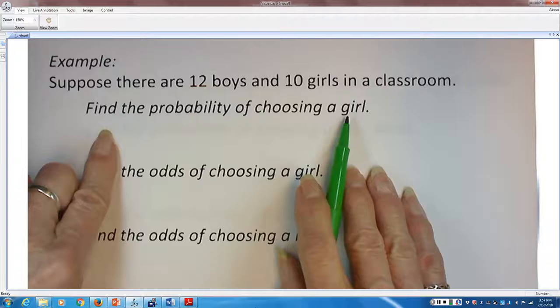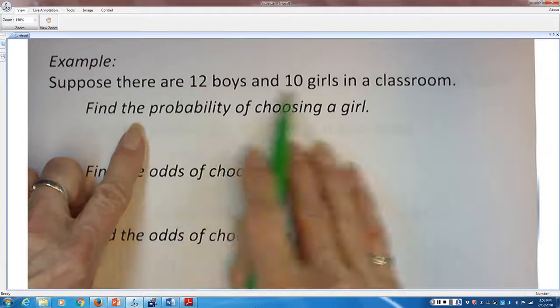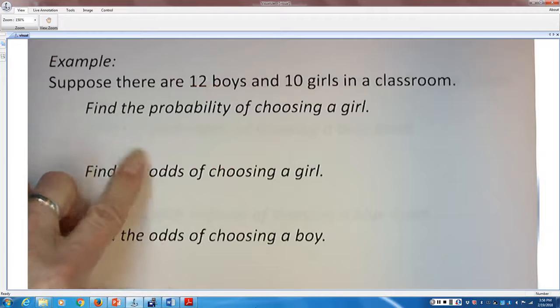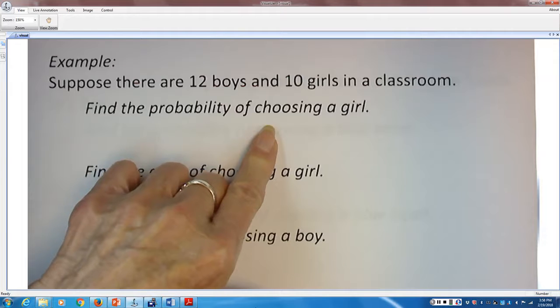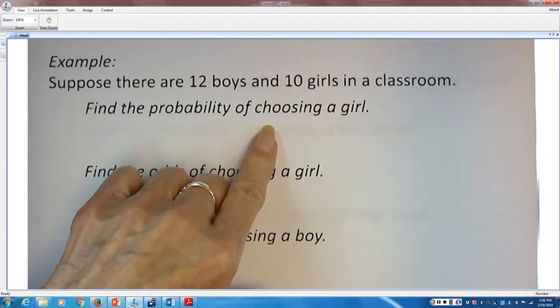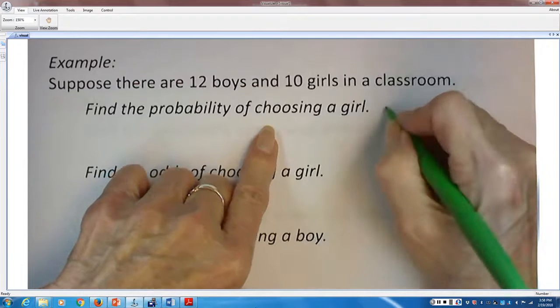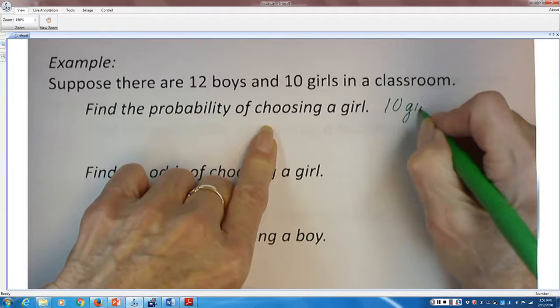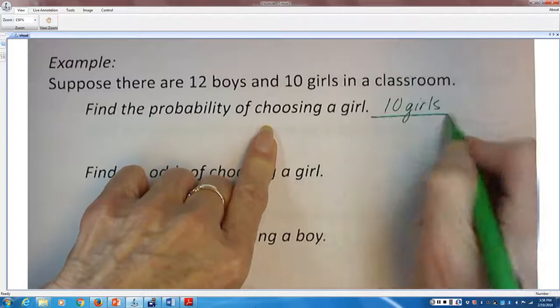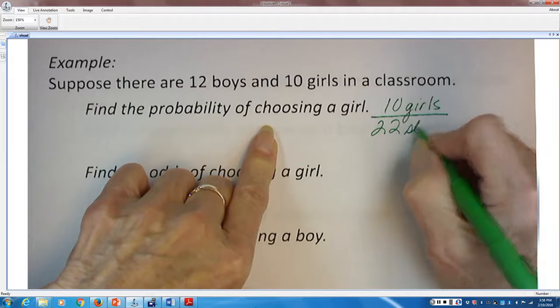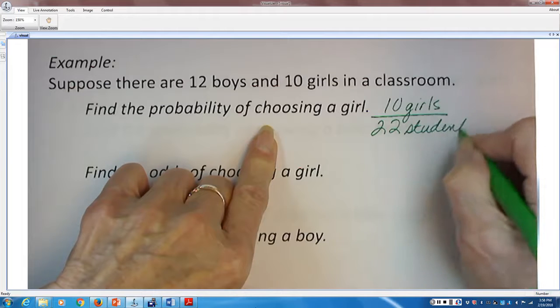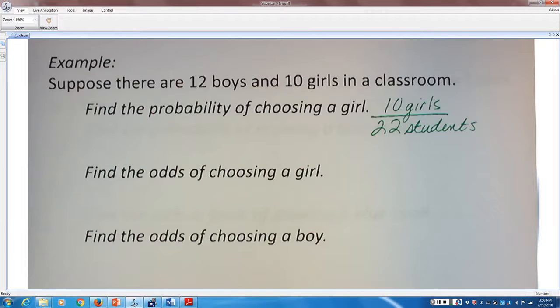Find the probability in a classroom that has 12 boys and 10 girls. What's the probability that you randomly choose one of the kids' names out of a hat and that kid turns out to be a girl? How many girls are there? 10. And how many students are there? So 10 out of 22.